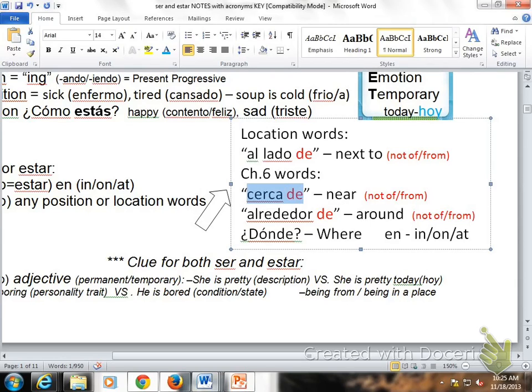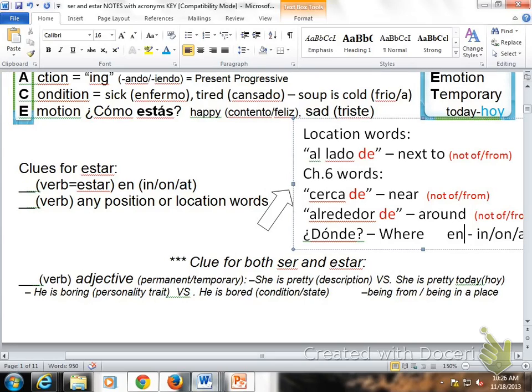Cerca de, as seen as together, basically. So both of those words mean near. Both of those words mean around. Okay. Usually when you're talking about the location of something, or you're asking where something is, then you're always going to use estar.